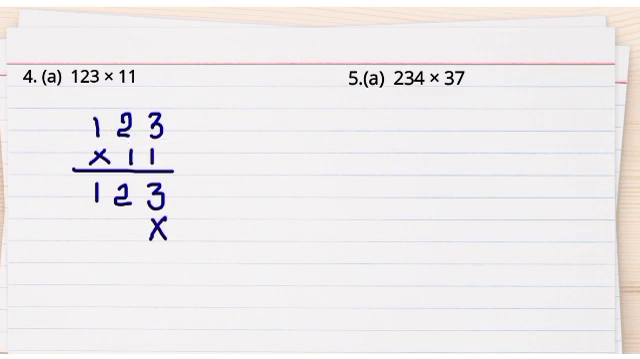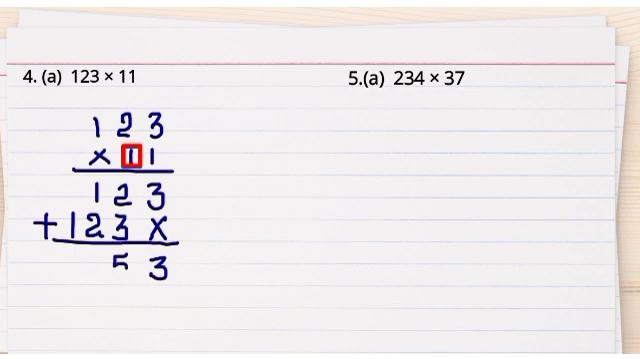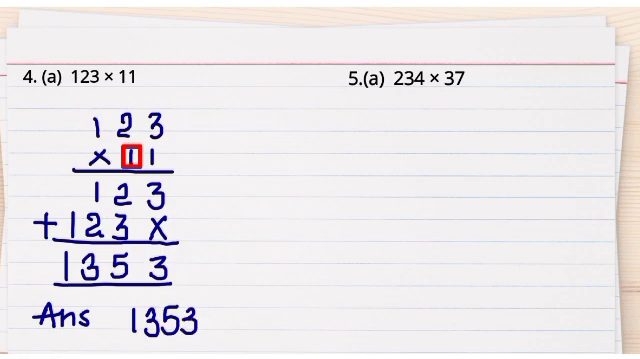Now multiply by the digit at tens place in the multiplier. So this is 1 again. So multiply by 1. 1 3s are 3. 1 2s are 2. 1 1s are 1. Now add them. 3 plus cross 3. 3 plus 2 5. 2 plus 1 3. 1 as it is. So your answer is 1353. Clear? Next, question number 5, A part.